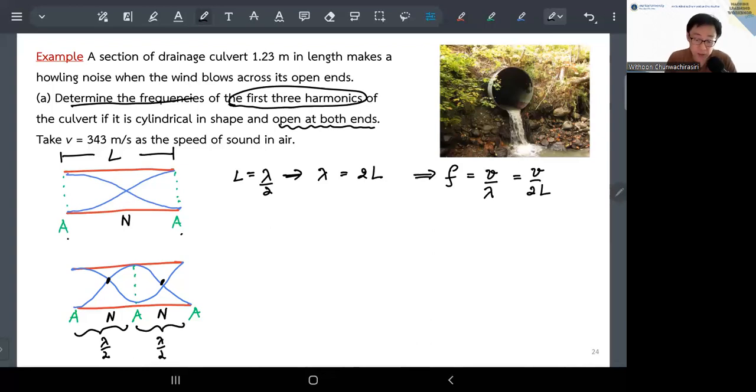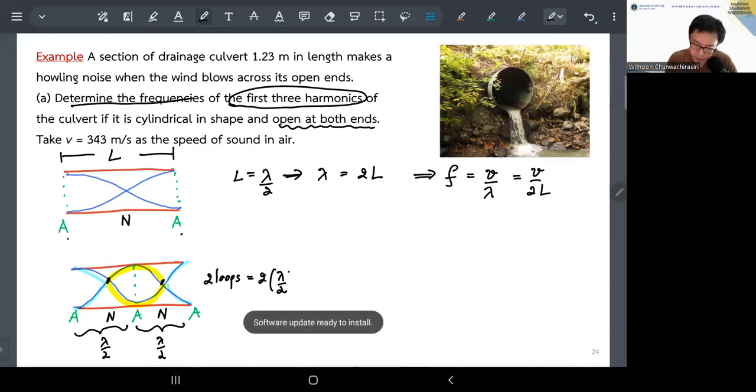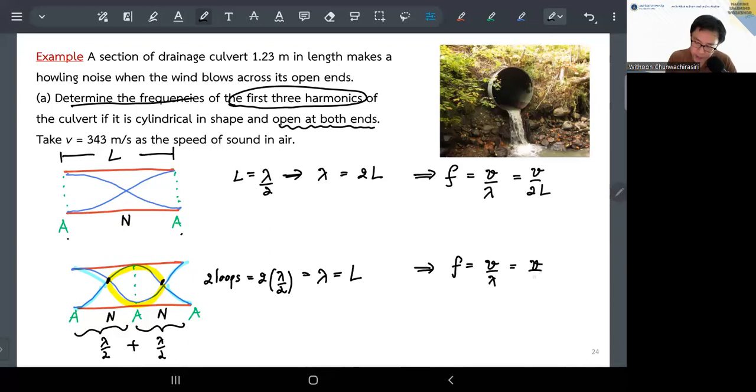All right. Or if you want to count the loops, you can say, hey, this is my loop here, and one loop is half of the wavelength. And you have another loop here. This is half of the loop combined with another half. So the total is two loops. It depends on whatever you want to call it, but that's fine. Two loops. That is 2 of lambda over 2, or that's lambda. Or you can just add this half of the lambda together, and you get lambda as well. So what I have here is lambda is just the length of the tube itself. So what you get in this case is the frequency is v over lambda, which is just v over L. Is it cool?